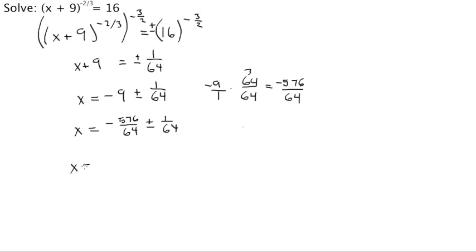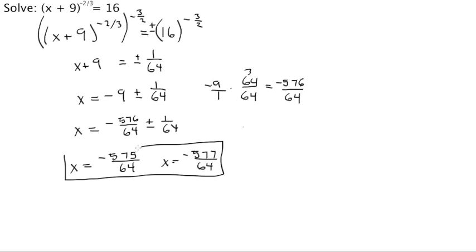So then our two options, we're going to add 1 over 64, we're going to subtract 1 over 64. Since this is negative, when we add, that will give us negative 575 over 64. When we subtract, negative 576 minus 1, that will give us negative 577 over 64. So there are our two final answers.